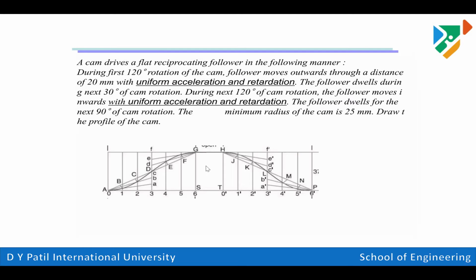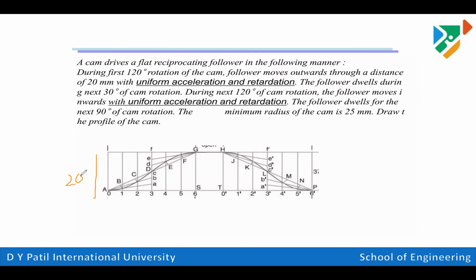Now, for this arrangement of uniform acceleration and retardation, we are plotting the displacement diagram. Now the lift of the follower is available. Just look at the arrangement. What is the lift? The lift of the follower is given, so that lift is 20 mm.